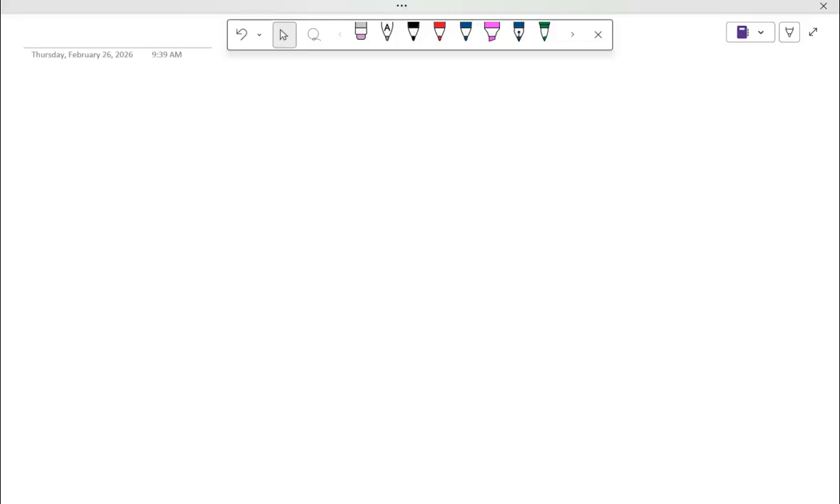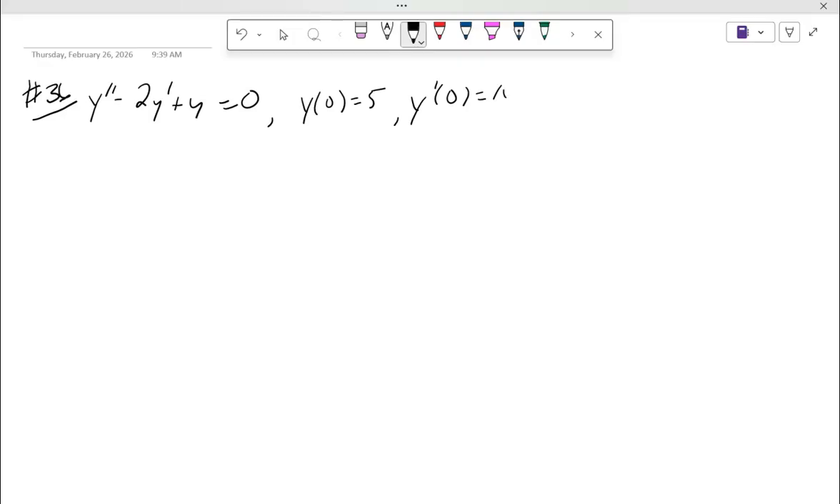All right, so last time we did several problems, but we didn't do any with initial conditions. So let's do a couple of those before we go on to the non-homogeneous ones. So this is number 36. Number 36 has the equation y double prime minus 2y prime plus y equals 0. They tell you that y of 0 equals 5 and y prime of 0 equals 10.